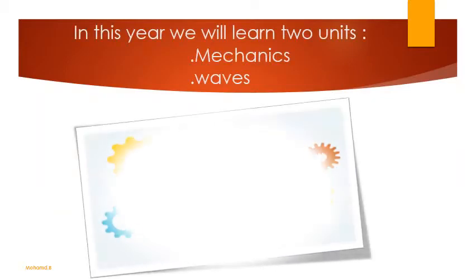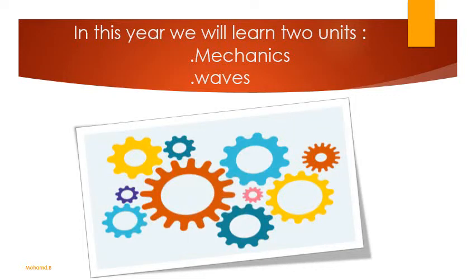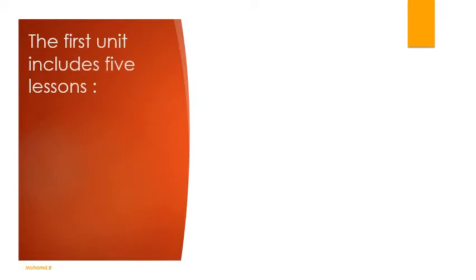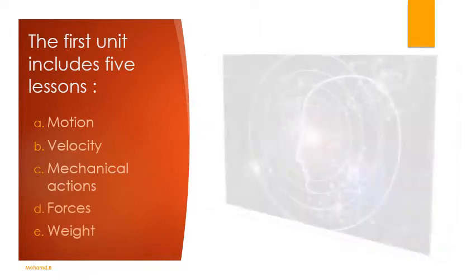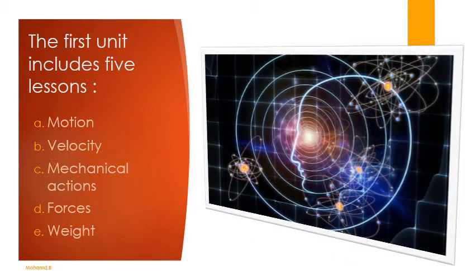Now you must know what you will learn this year. In this year, we will learn two units. The first unit, which is mechanics, and the second unit talks about the waves. The first unit includes five lessons, which are motion, velocity, mechanical actions, forces, and weight.